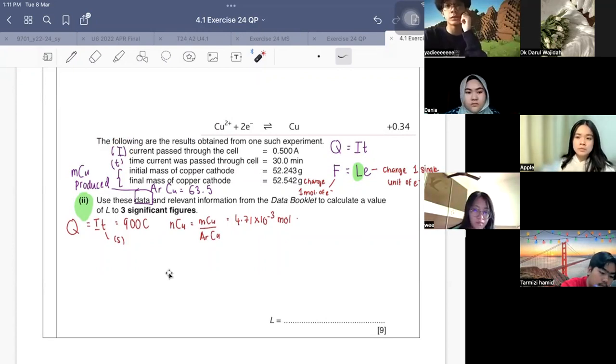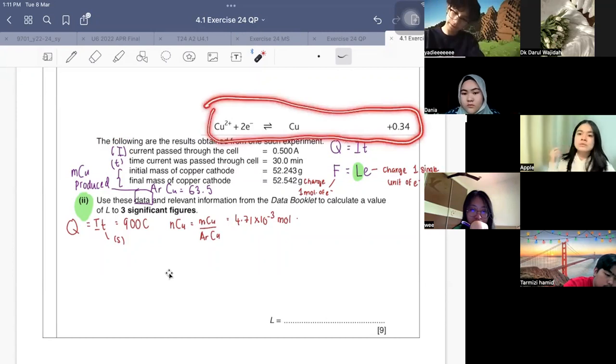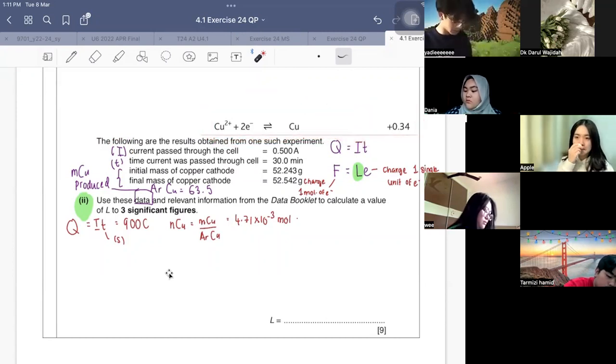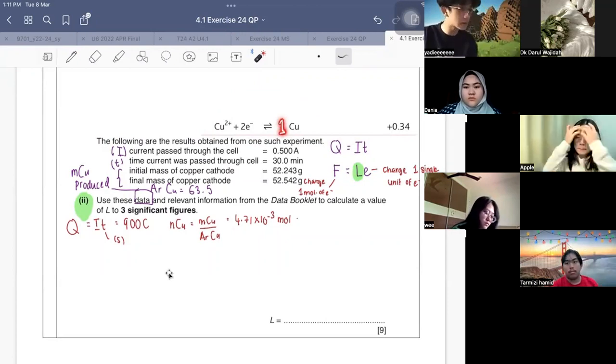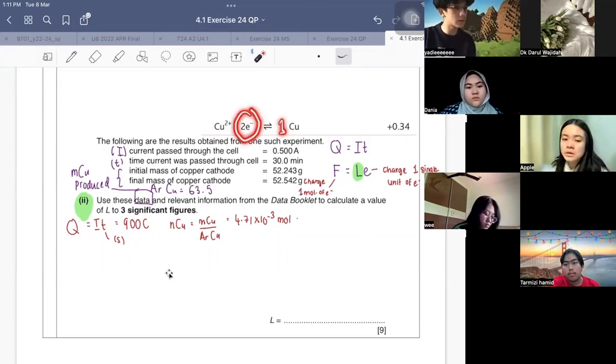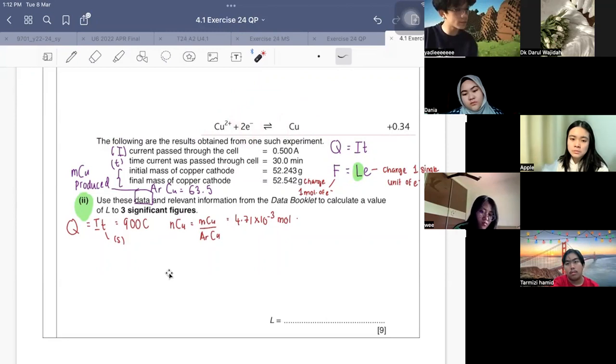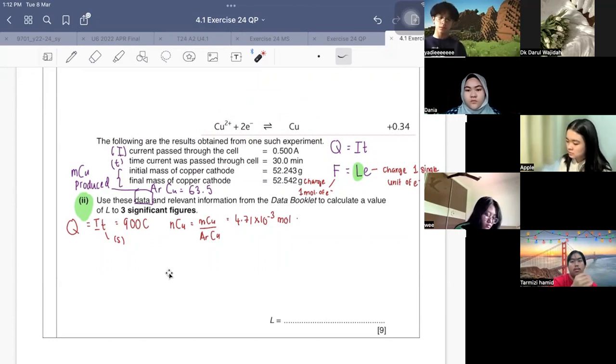Another thing that you need is the half equation. The reason why we need the half equation is because in order to form 1 mole of copper, we require 2 moles of electrons. So this half equation is useful in a way that we know how much electrons is needed to produce 1 mole of copper.